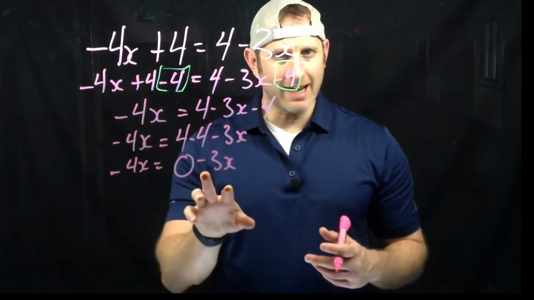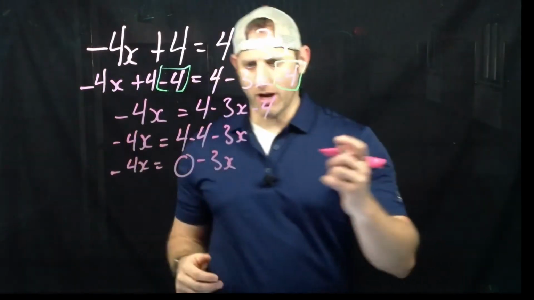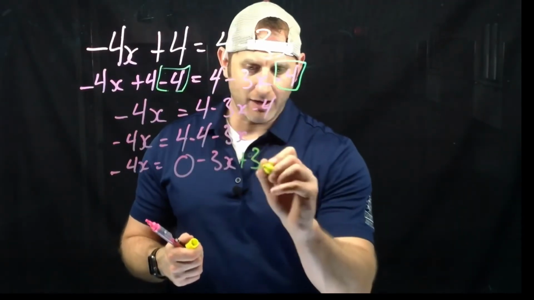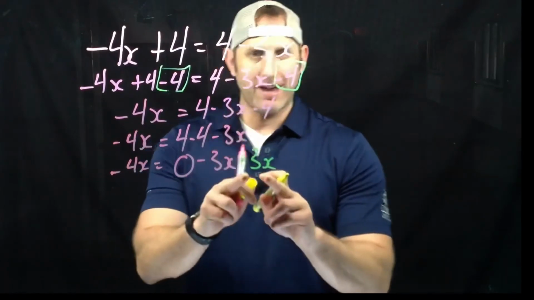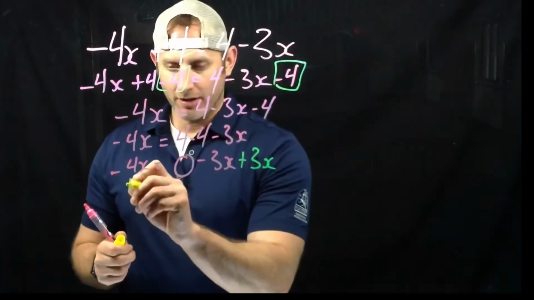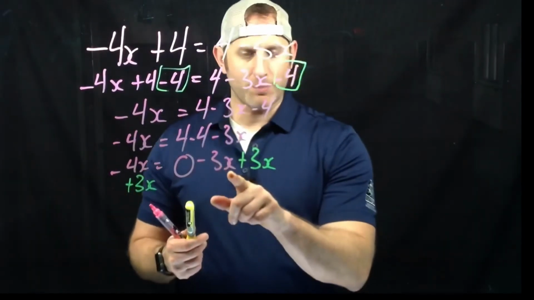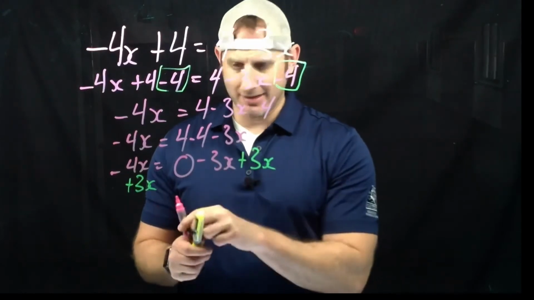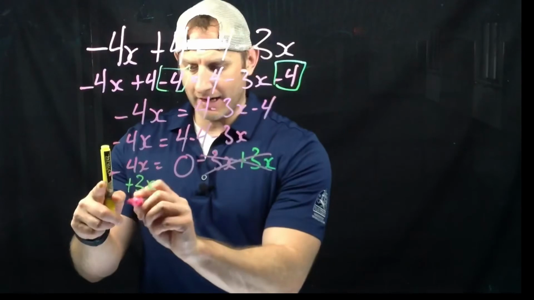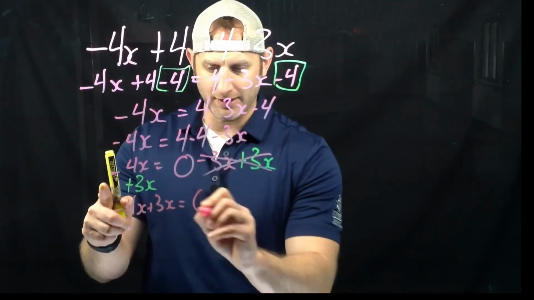So if this is negative 3x, how do I get rid of negative 3 groups of x? Well, I'm simply going to, and I'll write it in yellow this time, add 3 groups of x. And if I add 3 groups of x here, then I need to add 3 groups of x to this side. Negative 3 groups of x plus 3 groups of x is going to cancel out, leaving me with negative 4x's plus 3x's equals 0.